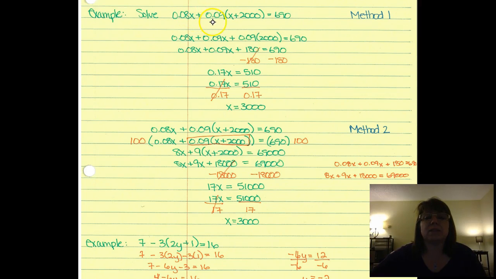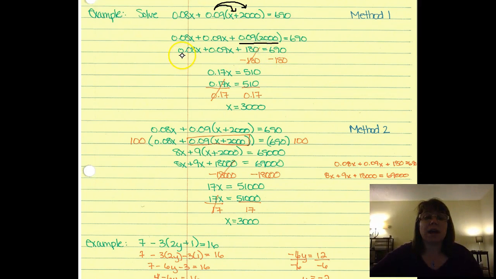0.08x plus 0.09 times the quantity x plus 2,000 equals 690. I'm going to distribute the 0.09. So I now have 0.08x plus 0.09x plus 0.09 times 2,000 equals 690. Well, 0.09 times 2,000 is 180. So now I have 0.08x plus 0.09x plus 180 equals 690.